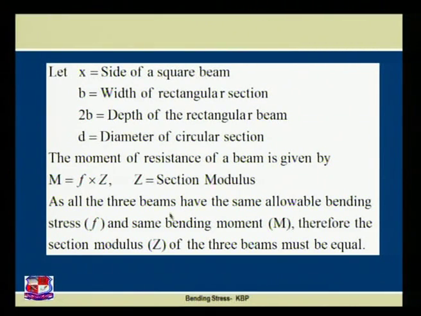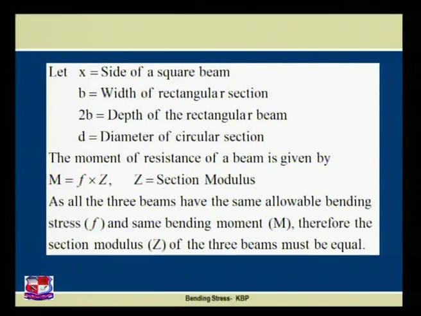So, the moment of resistance of a beam is given by the equation M is equal to F into Z, where Z is the section modulus. As all three beams have the same allowable bending stress F and the same bending moment, the section modulus Z of all three beams must be equal. How? The statement is very important. Let us understand it with this tabletop.